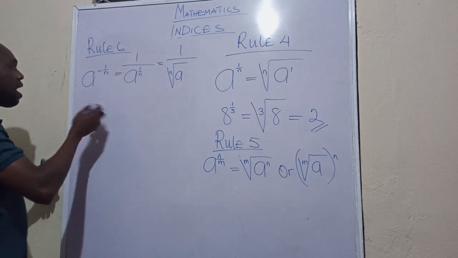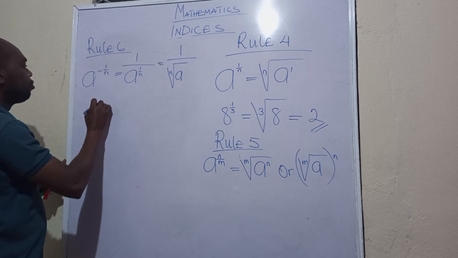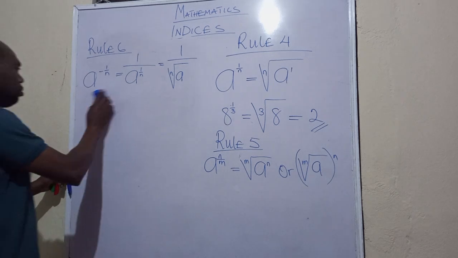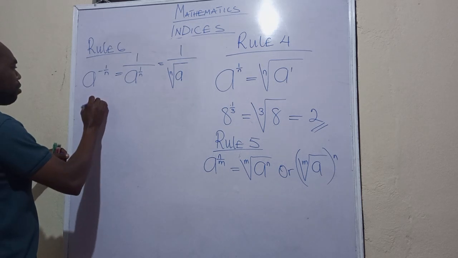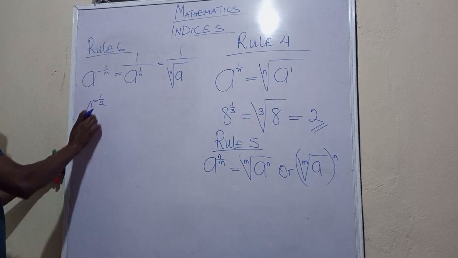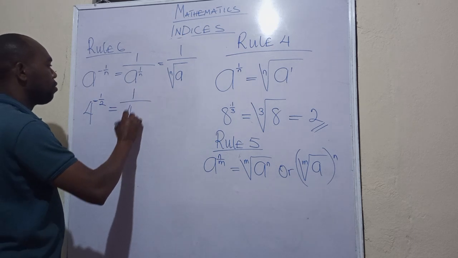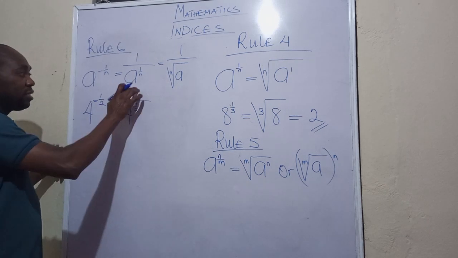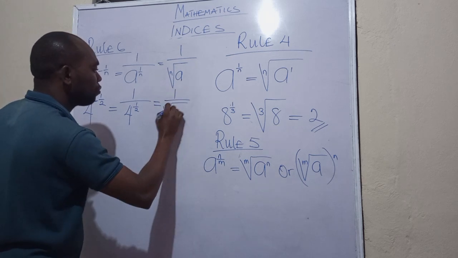So for example, if we have 4 raised to the power of minus 1 over 2, I think the number is too small that maybe you cannot see. We have 4 raised to the power of minus 1 all over 2. Now, the minus sign makes 4 reciprocate, and that will be 1 all over 4 raised to the power 1 all over 2. This is rule 4, while this is rule 3. So in the expression, it is going to be 1 all over 2 root 4.